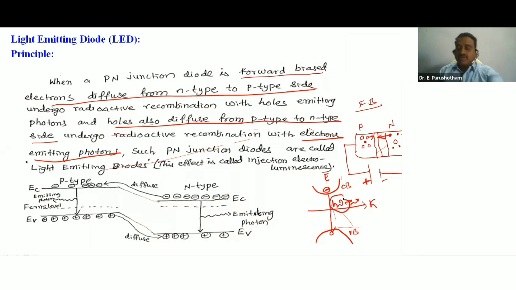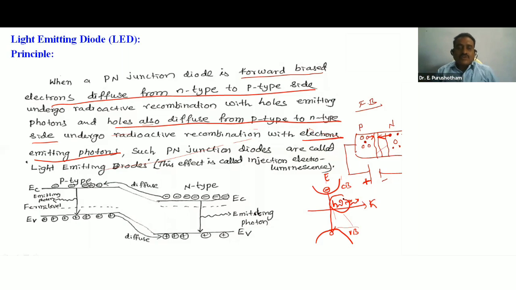That is the principle. What I am saying, clearly observe, when a PN junction diode is in forward biased, then electrons diffuse from n-type to p-type semiconductor, holes diffuse from p-type to n-type semiconductor, and undergo radiative recombination with each other, emitting photons. Such PN diodes are called light emitting diodes.